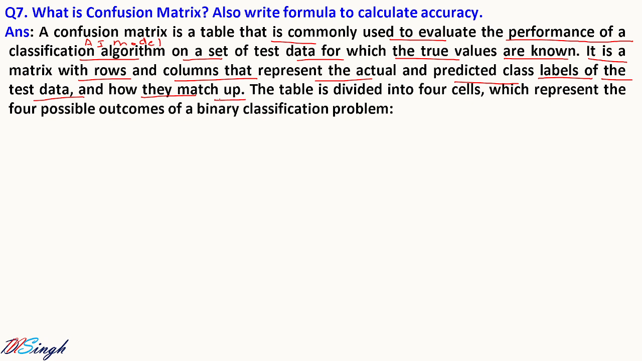Another definition of a confusion matrix is what? It is a comparison between prediction and reality. The table is divided into 4 cells which represent the 4 possible outcomes of a binary classification problem. Why are we saying binary classification problem here? Because reality and prediction both have only 2 values, like 0, 1 or yes or no. Yes will correspond to 1, 0 will correspond to no.